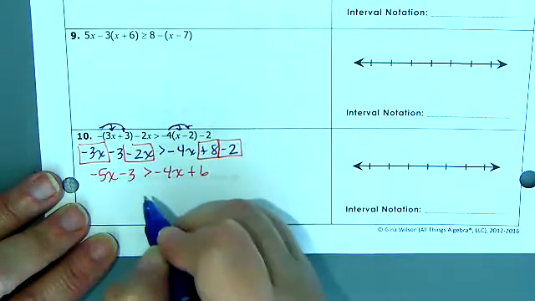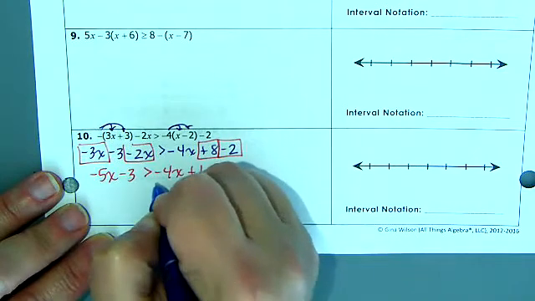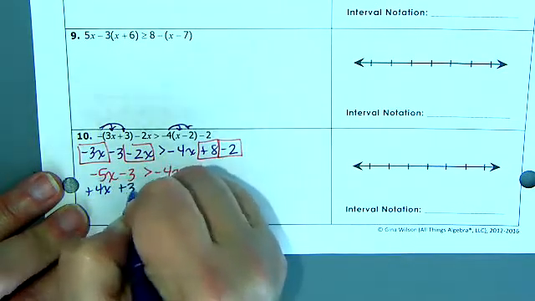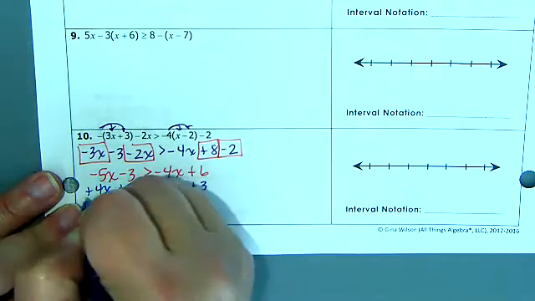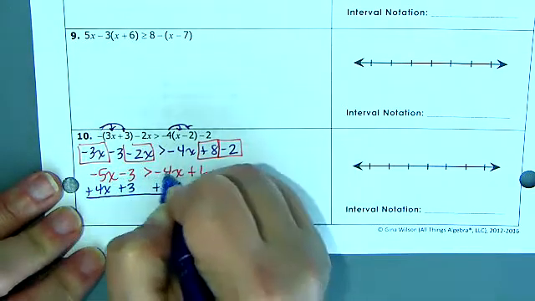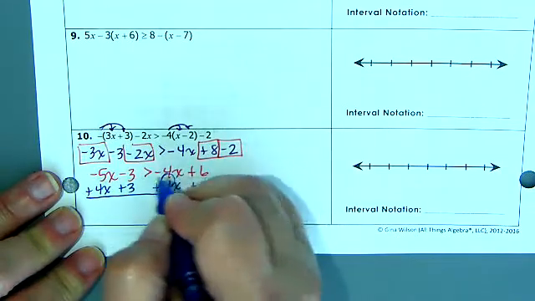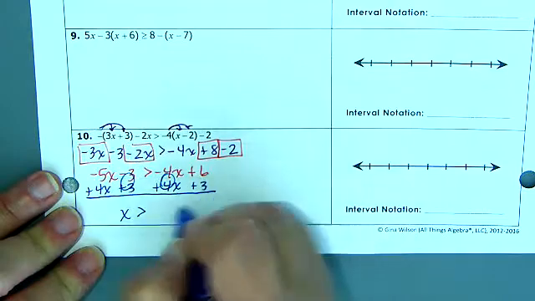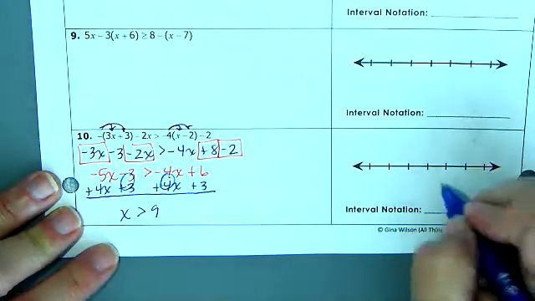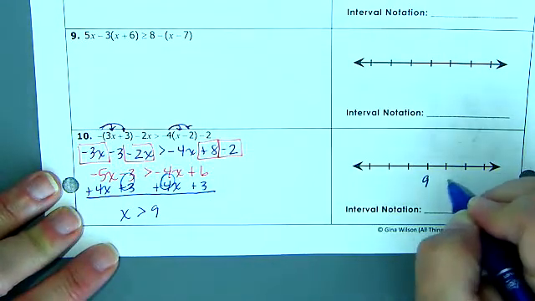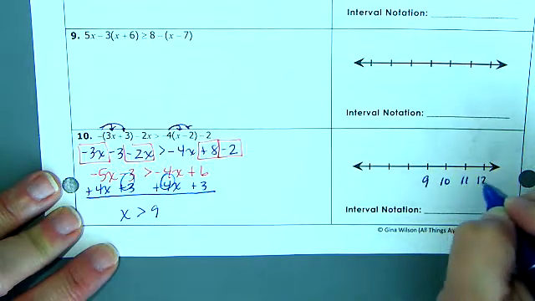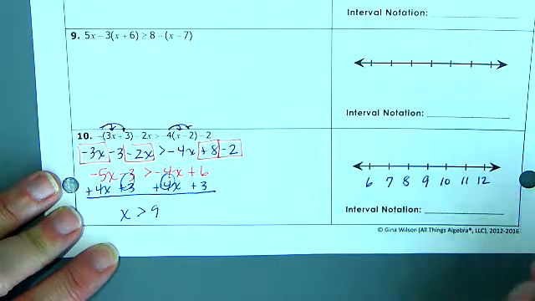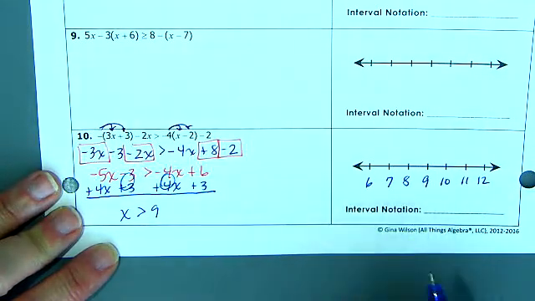Now I get the variables on one side, the constants on the other. So I'm going to add 4x to both sides, and I'm going to add 3 to both sides. The x's zero out, the 3's zero out. So I'm now left with x is greater than 9. 9 is in the middle, and it goes 10, 11, 12, 8, 7, 6. I need to make sure that I make the number lines correctly on the other side.